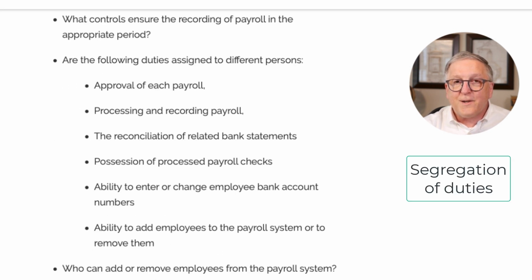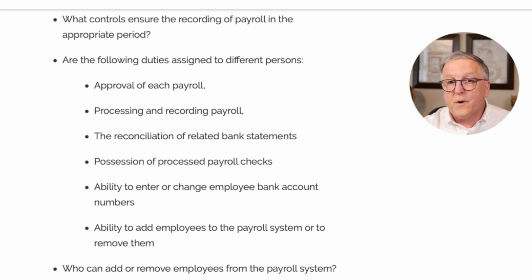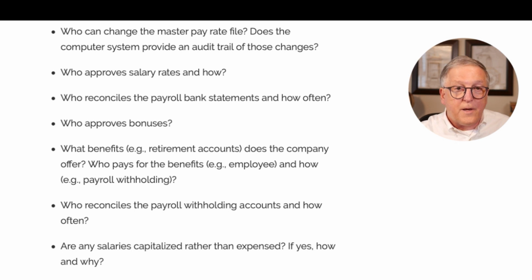In every transaction cycle, you want to make sure that the appropriate segregation of duties exists. So as you're looking at payroll, consider who approves each payroll, who processes the payroll, who reconciles the related bank statements, who has possession of signed payroll checks if there are any physical checks, who has the ability to enter or change the employee bank account numbers, who has the ability to add or take away a person from the payroll software. Another question is, who approves the salary rates and how?